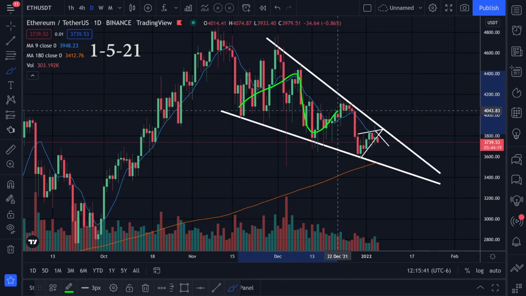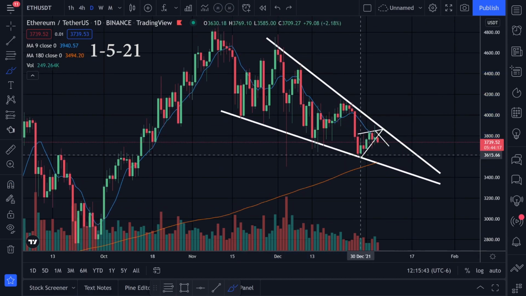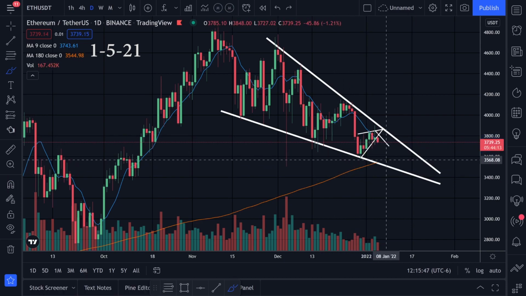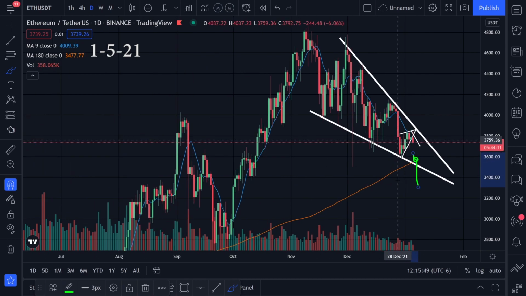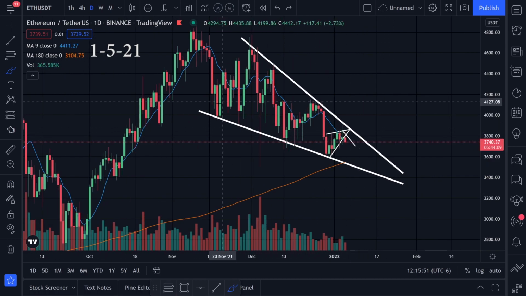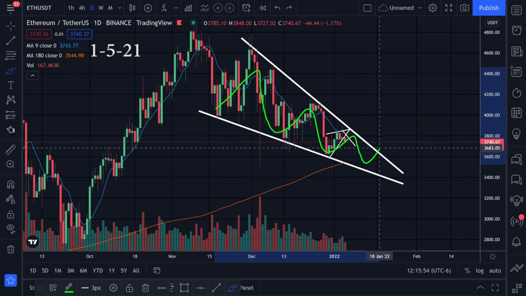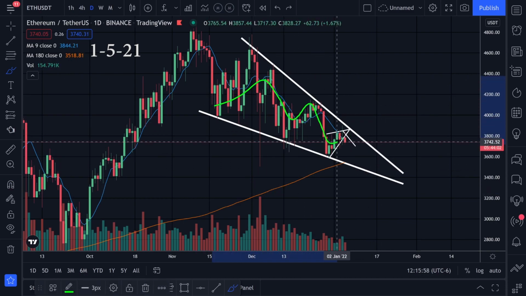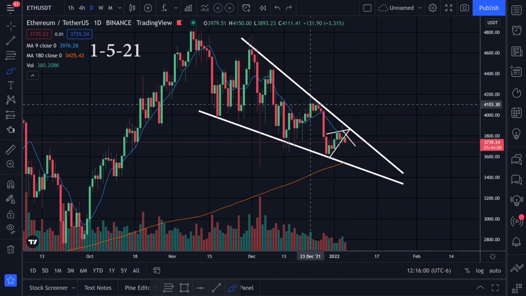Falling wedges are bullish patterns, but not guaranteed. So it's possible we could break to the downside. I mean, it's possible we come down and break to the downside too. But I don't know. We're still in this bullish pattern for now. Until we break that going to the downside, I'm still thinking this has a good shot of breaking this trend line going up and then us targeting the previous resistances again.